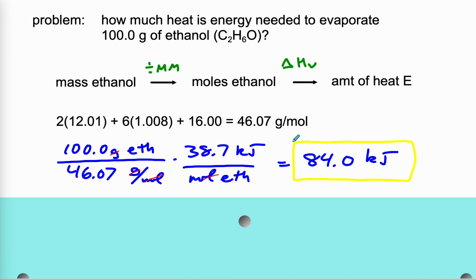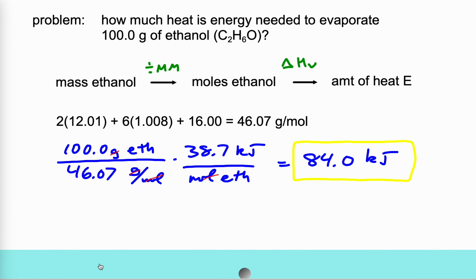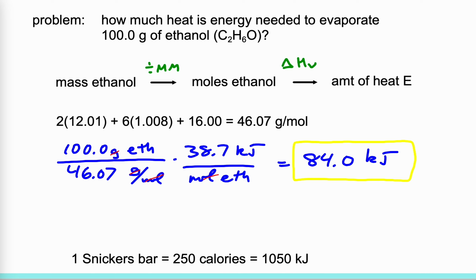Well, you may not have a good sense as to how much a kilojoule is, so I looked on a candy bar wrapper, and I saw that one Snickers bar has 1,050 kilojoules of energy in it, so that's about 12 times the molar enthalpy of vaporization of ethanol.